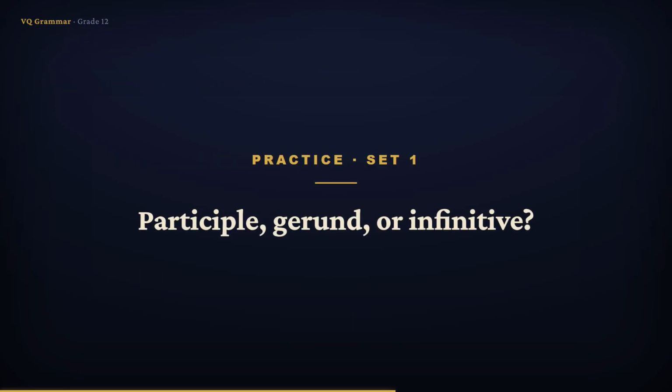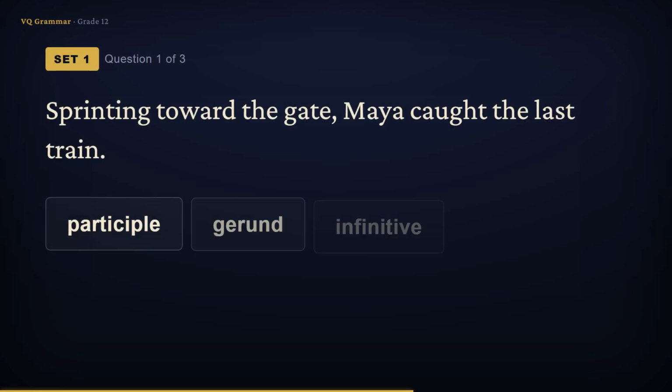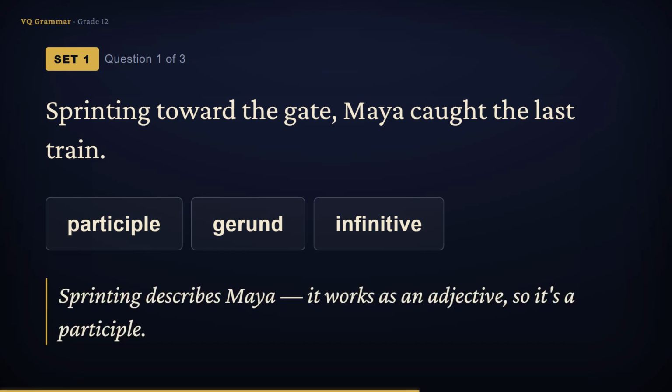Time to practice. In this first set, I'll show you a sentence with one verbal marked, and you decide, is it a participle, a gerund, or an infinitive? Pause the video and choose before I reveal each answer. "Sprinting toward the gate, Maya caught the last train." Ask the job, what is sprinting doing? It's describing Maya. It tells us how she was moving as she caught the train. Since it's describing a noun, sprinting is a participle.